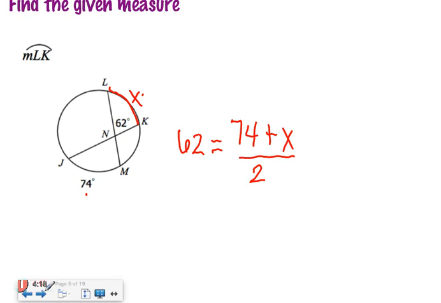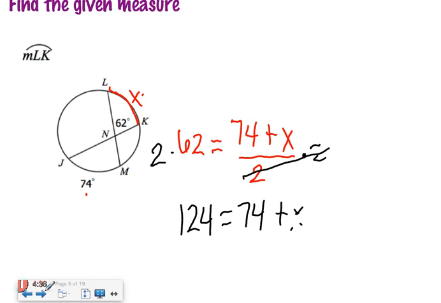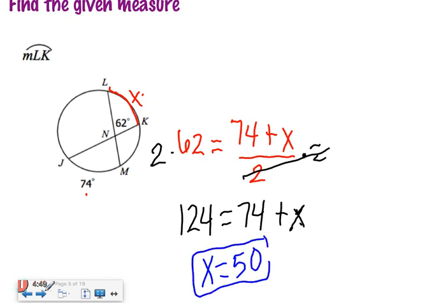Now we just work backwards. So how do you undo divide by 2? Those will cancel. What's 62 times 2? 124. Subtract 74. 50. See, the math isn't hard, right? The actual mathematic part.